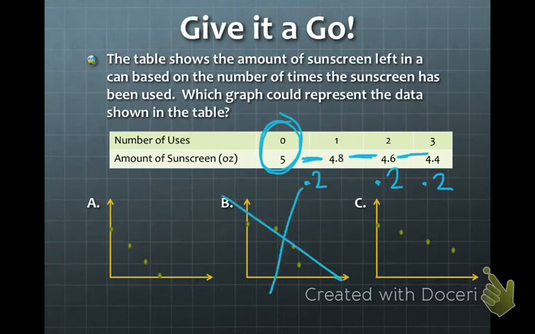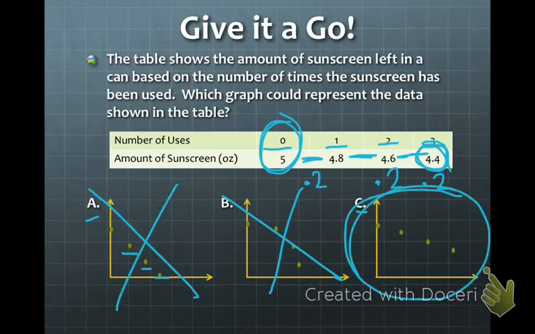So we know it's not B for sure. So then we just have to determine, is it A or is it C? Let's see, we have 0, 1, 2, and 3 uses. After 3 uses, do we still have stuff left in our container? Well, we do. This one says after 1, 2, 3 uses, that's empty, so it's not that one. So our correct answer would be C. Hopefully you got that one.